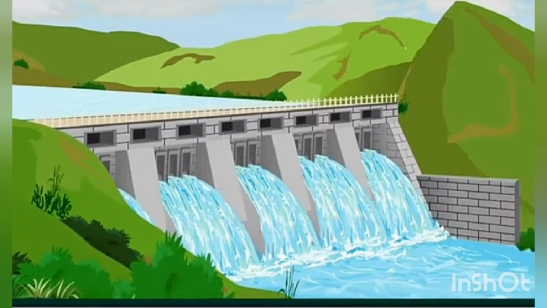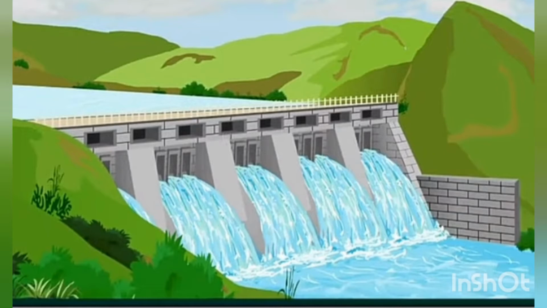The most important of all recent water storages is the dam. In this picture you can see water is flowing at great speed. Children, what is a dam? A dam is constructed on a river. They have doors and the doors are always closed. When it is raining heavily, the doors of dams are opened.